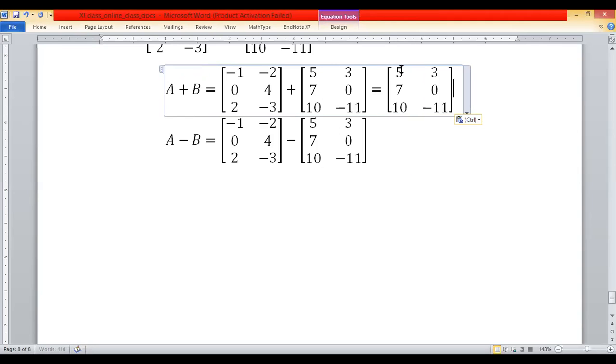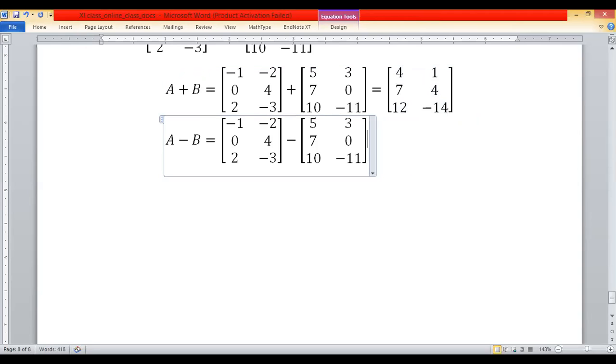So A plus B is actually -1 plus 5, that is 4, -2 plus 3 is 1, and 4 plus 0 is 4, 0 plus 7 is 7. 10 plus 2 is 12. Minus 3 minus 11 is minus 14.